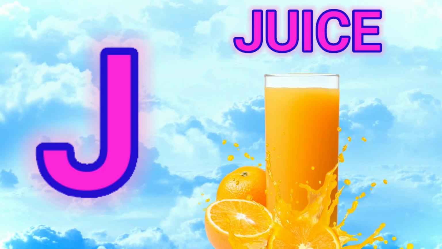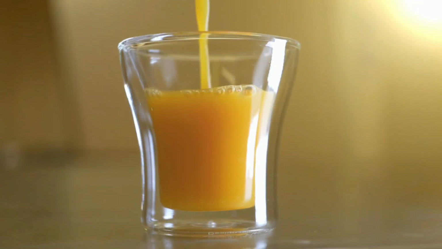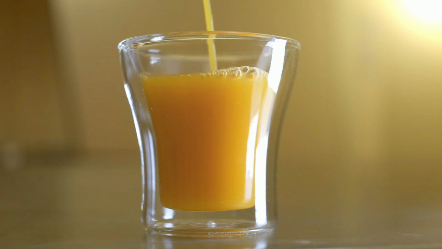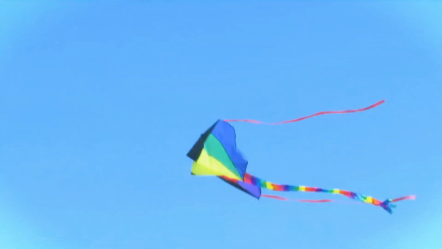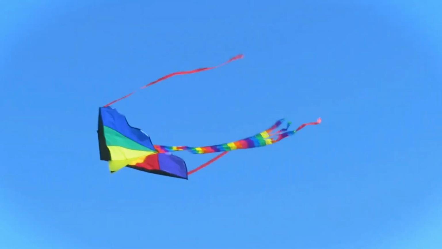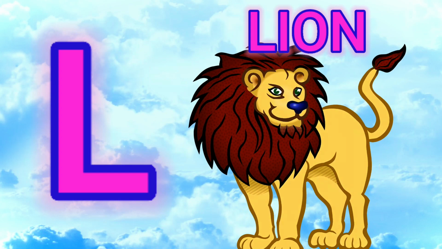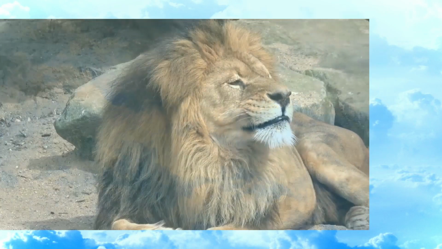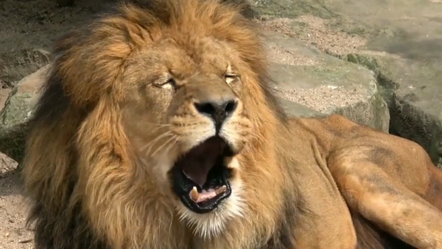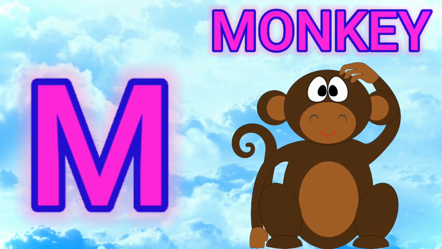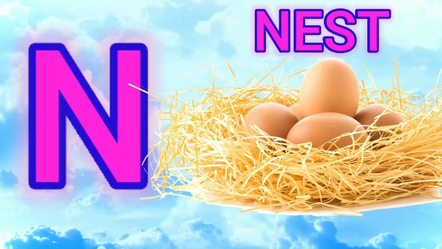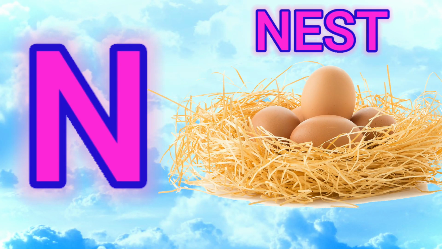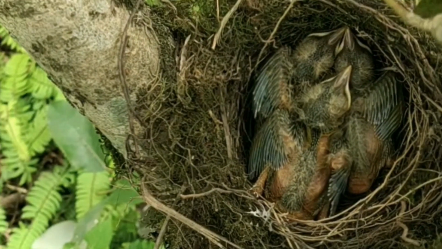J for juice. K for kite. L for lion. M for monkey. N for nest.